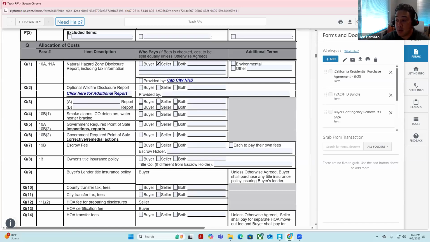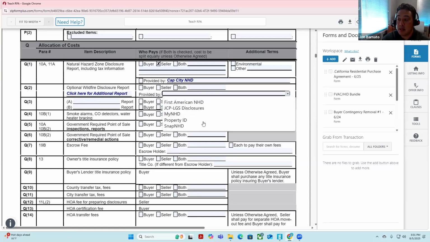Optional wildfire disclosure report. You can add more disclosures if you're in a high or very high rated fire zone, and those are changing actually, soon. But you can provide those if you want to.